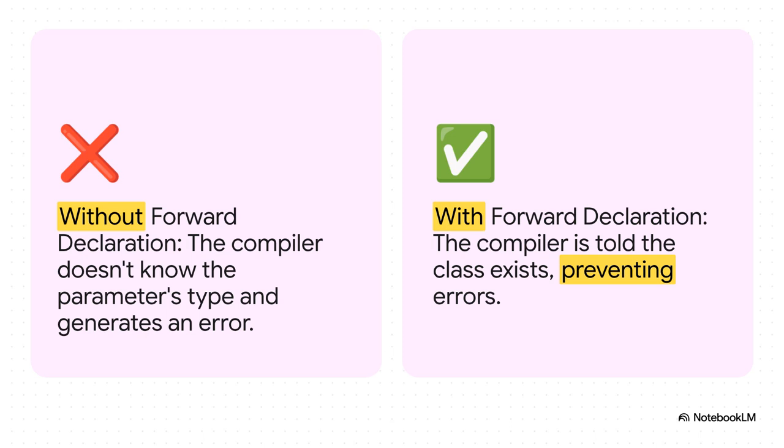A forward declaration, just putting class B at the top of the file, is like a little heads up. It's a promise to the compiler. You're saying, hey, don't worry, a class named B is coming. I'll give you the details later. Just trust me that it exists for now. And the compiler says, okay, cool, and keeps going.